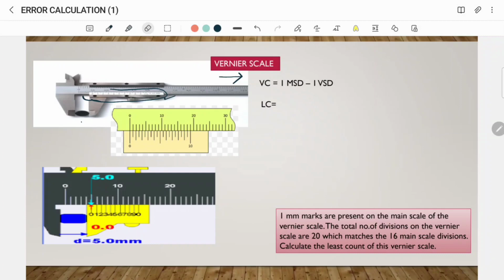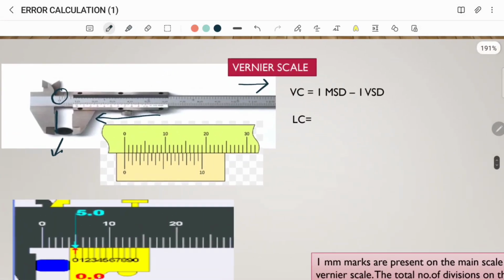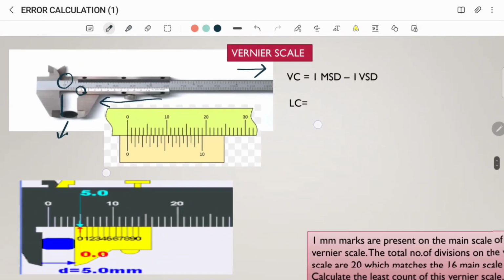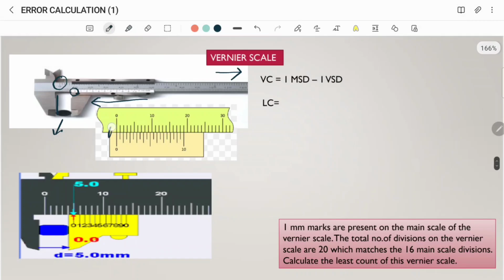In an ideal case, if our vernier does not have any error in it, in that case, if we remove this object from here and slide our vernier scale to this point, then the 0 of the main scale, as you can see over here, and the 0 of the vernier scale should coincide like this. You can see that the 0 of the vernier scale and the 0 of the main scale coincide. We will now learn how to measure the size of the object using a vernier scale.